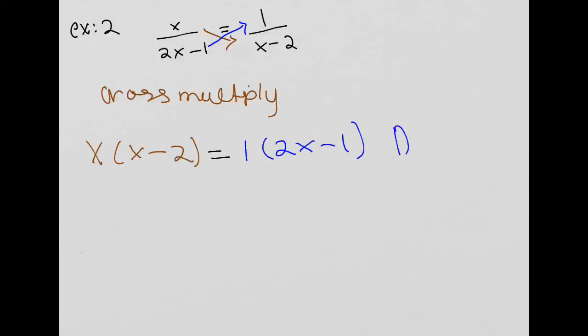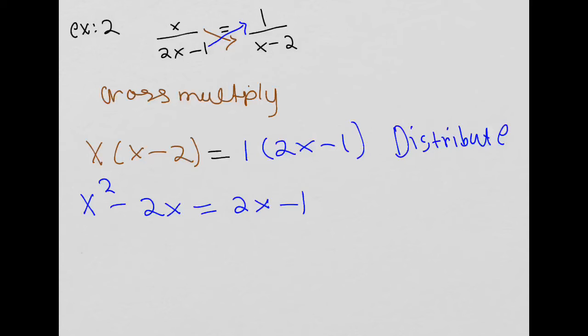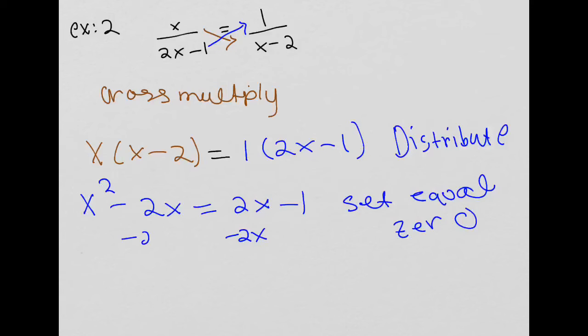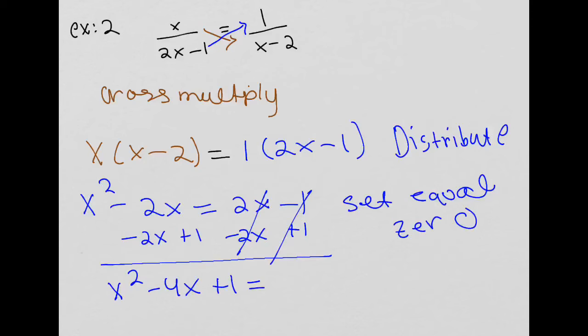Now I'm going to go ahead and distribute. So I have x squared minus 2x equals 2x minus 1. I'm going to set it equal to 0, which means I'm going to subtract the 2x and add the 1. So I have x squared minus 4x plus 1 equals 0. Now I need to check how to continue solving. If you notice, there are no factors of 1 that will add to 4. So I'm going to use the quadratic formula to solve this.